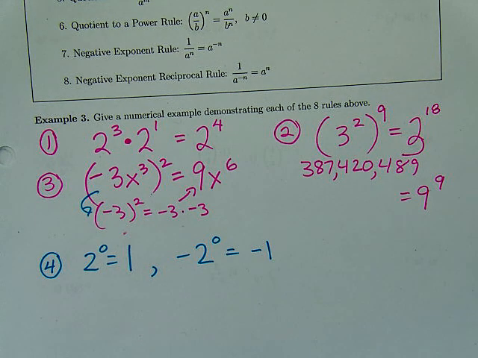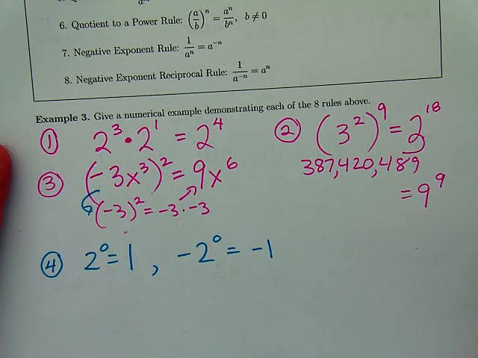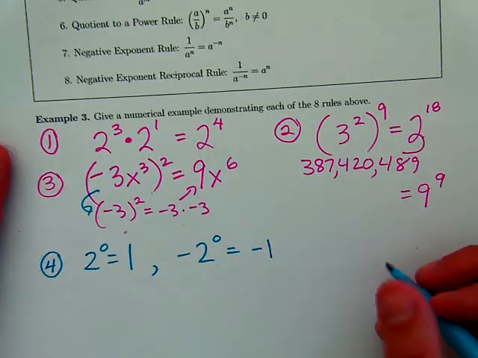Okay, and we're going to get to that in just a second. That is a really good question. Why is it 1? I will get to that in just a moment, when we get to these rules, because the quotient rule is going to help us with that. Well, actually, let's get to the quotient rule first.